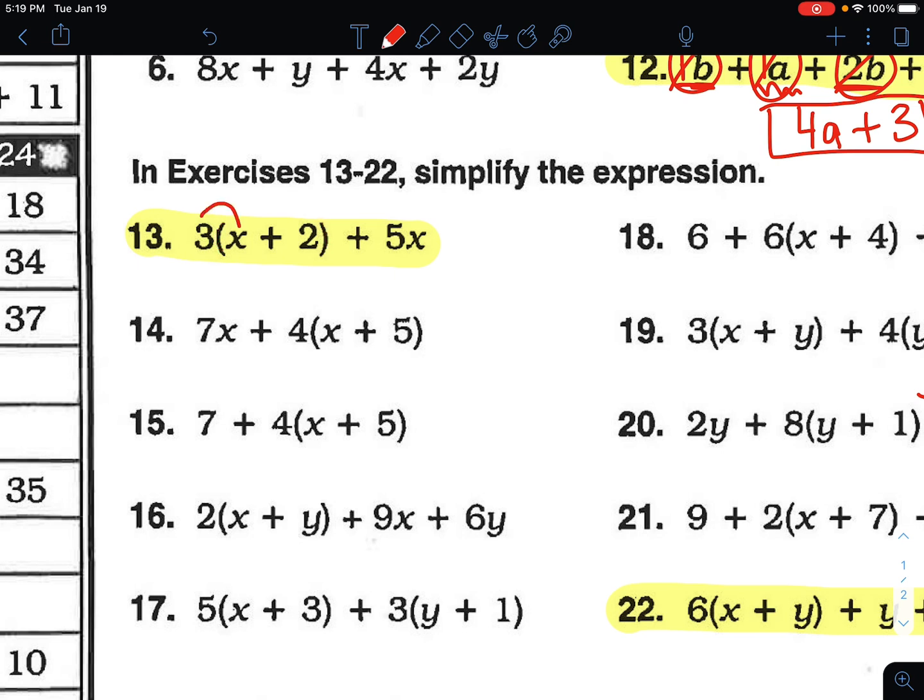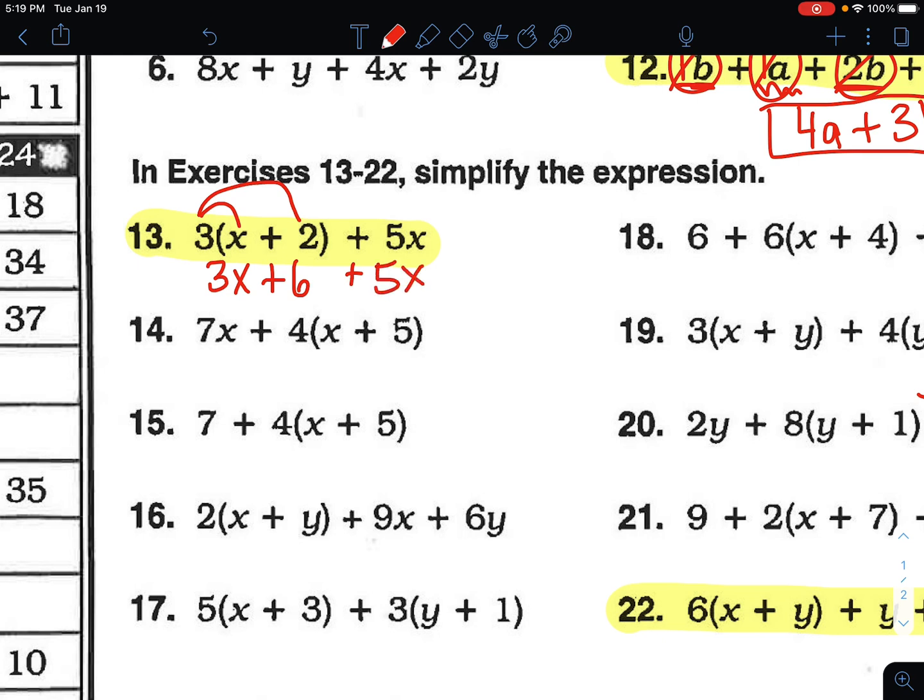We need to multiply it by the x and multiply it by the 2 at the same time. So what we end up with is 3x. 3 times x is 3x. 3 times 2 is 6. So 3x plus 6 plus this 5x. You want to bring that down.